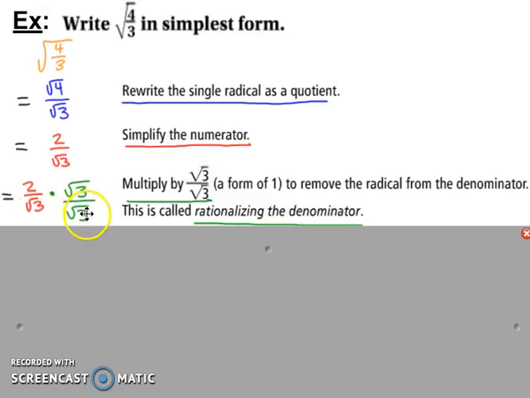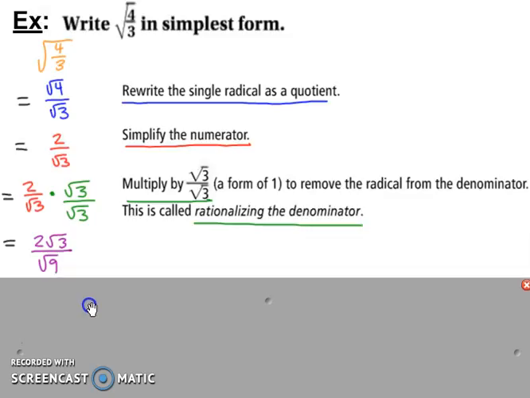Let's keep in mind that anything you multiply the denominator of a fraction by, you also need to multiply the numerator by in order to keep the same value of that number. Really, multiplying by root 3 over root 3, or multiplying by anything over itself, is the same as multiplying by 1. So multiplying by root 3 over root 3 is not going to change the number that we have, but it will help us to simplify by rationalizing the denominator, or in other words, by getting this radical out of the denominator.